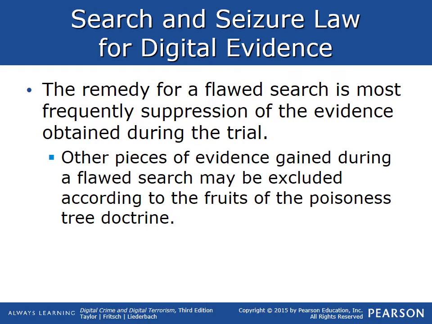But other pieces of evidence gained during a flawed search may be excluded according to the fruits of the poisonous tree doctrine. The fruits of the poisonous tree doctrine basically says, if anything that you gather from an illegal search leads you to other things, all those things that were gained from that illegal search are going to be lost in court. And if you ever watch Law and Order, or any of these shows, they always have examples of where Jack McCoy is up there fighting to get something into the testimony, or the defense attorney is always fighting to get something thrown out.